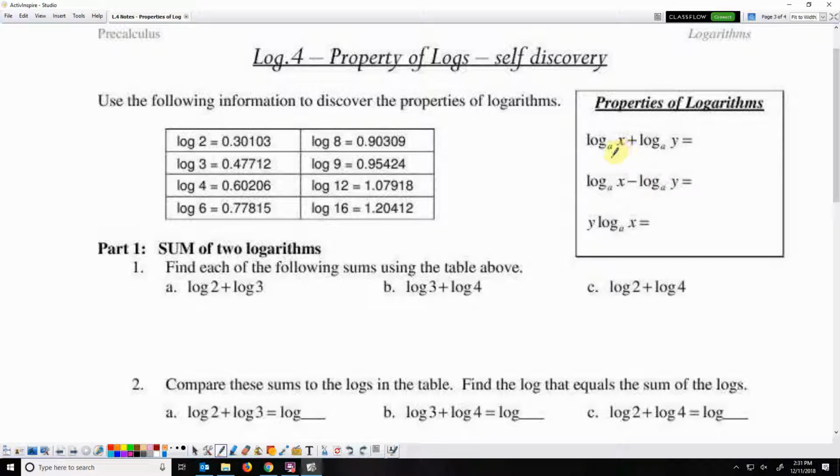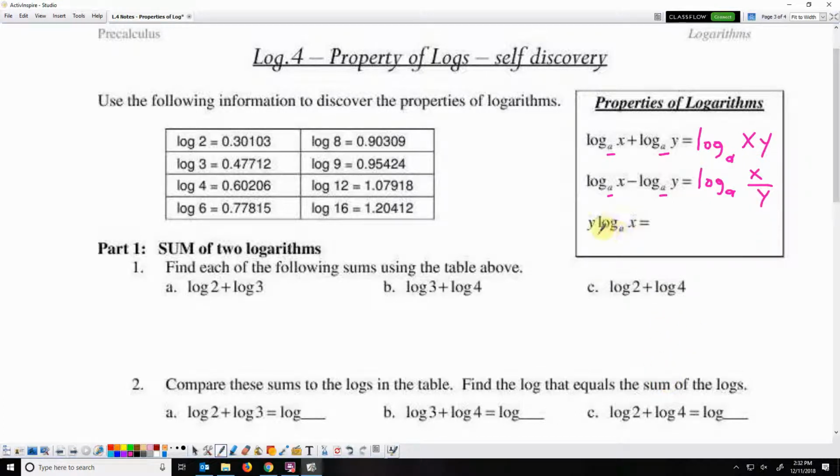When you see two logarithms with the same base added together, you can condense that to a single logarithm with the same base, and the argument is the product of these two, x times y. If you see two logarithms with the same base and they are subtracted, you can divide the arguments. So it would be log base a of x divided by y.